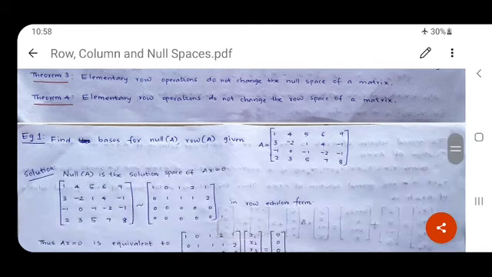Find a basis for the null space and the row space of the given A equal to 1 4 5 6 9, 3 minus 2 1 4 minus 1, minus 1 0 minus 1 minus 2 minus 1, 2 3 5 7 8. It is a 4 by 5 matrix. So the null space is given by the solution space of Ax equal to 0, and we know by Theorem 3 that elementary row operations do not change the null space. So perform elementary row operations.